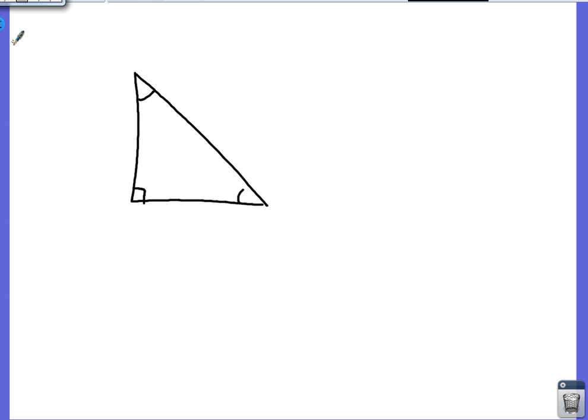Here's a 45, 45, 90. Here's the relationship you need to know. If you have a leg of the 45, 45, 90, well, all of a sudden you have both legs, because the 45, 45, 90 is an isosceles triangle. You have two congruent angles, you will have two congruent sides. So if that's 5, this is 5.